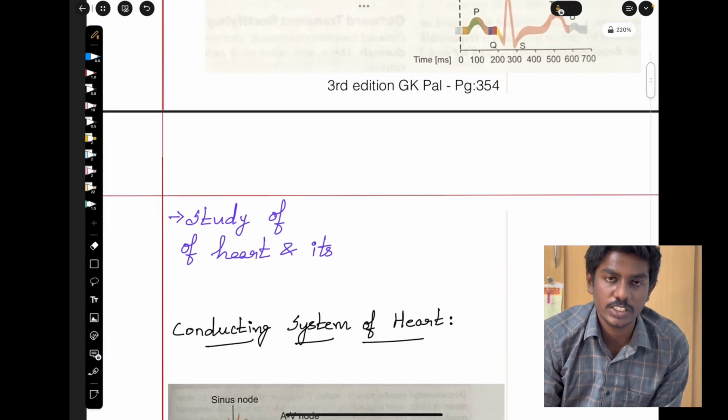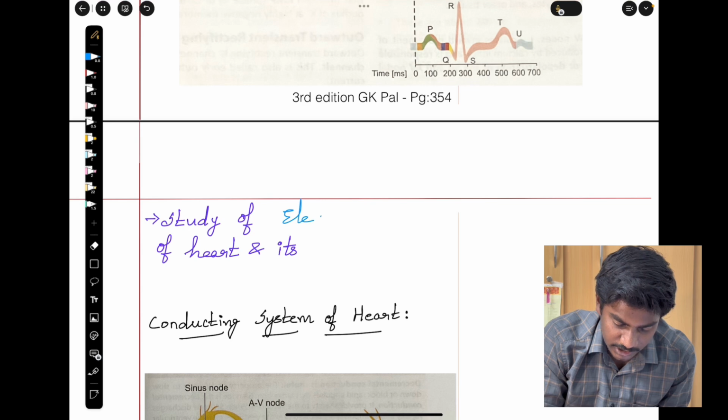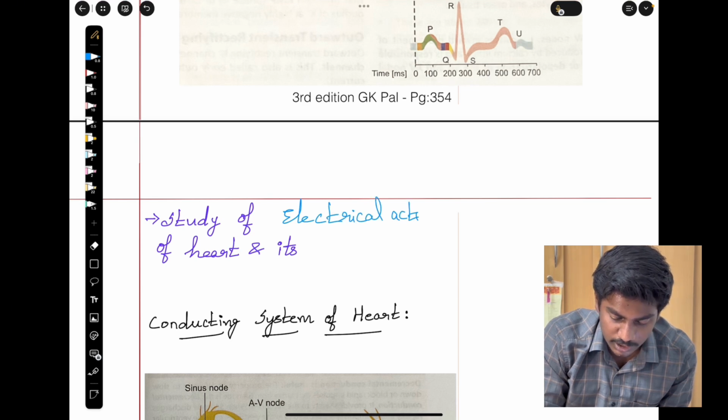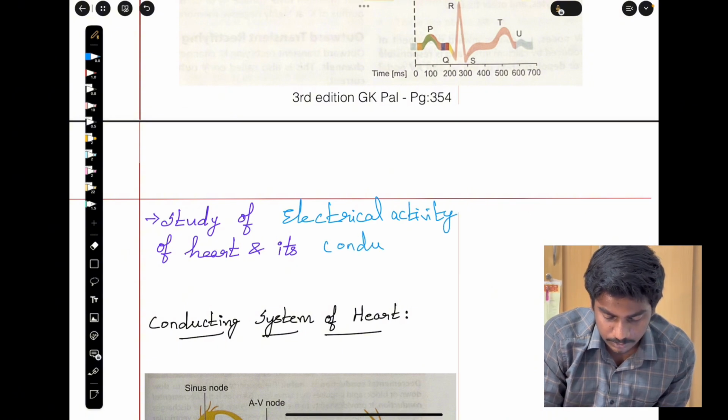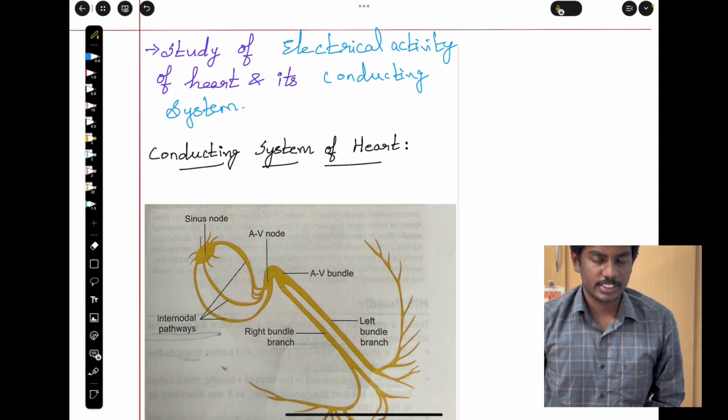So what is the definition of electrophysiology? Study of electrical activity of heart and its conducting system. This is called electrophysiology of heart. Now we are going to see about the conducting system of heart.